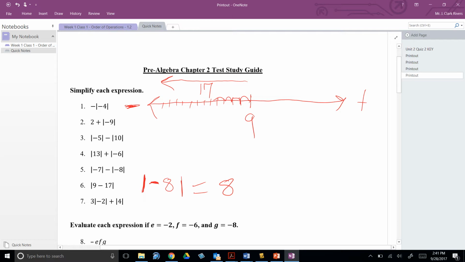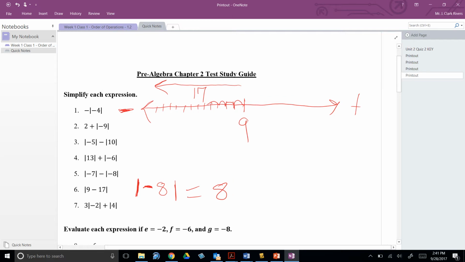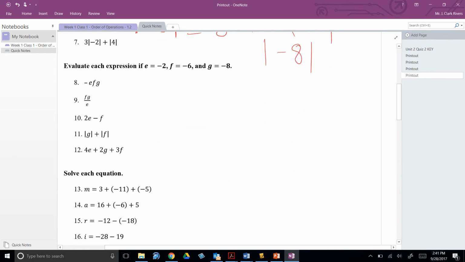Let me mention one more thing I did not mention a second ago. 9 minus 17, I can rewrite that as 9 plus what? 9 plus negative 17. Okay? And then again, you get the absolute value of negative 8. Okay? Very good. Let's move on to the second section down here.